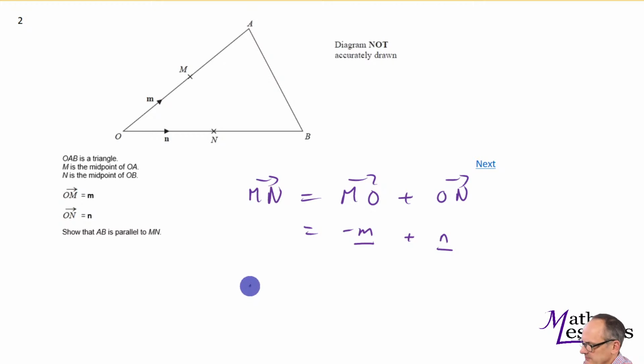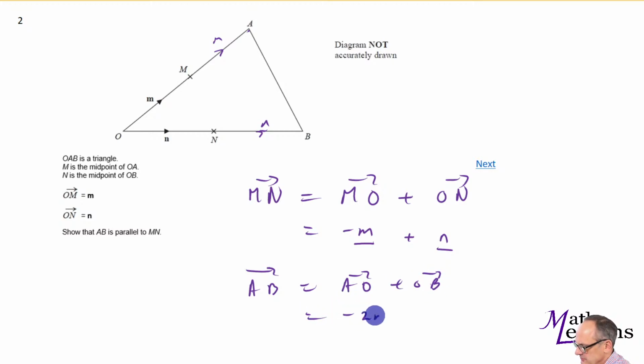Now we want to find AB. We know that M is the midpoint of OA. So if that's the midpoint of OA and this is M, then the distance from M to A will also be M, and the distance from here will also be N. So therefore AB will be equal to AO plus OB, and AO is equal to minus 2M, and OB is equal to 2N. And what we can see quite clearly is that AB is equal to 2 lots of MN, therefore they are parallel.